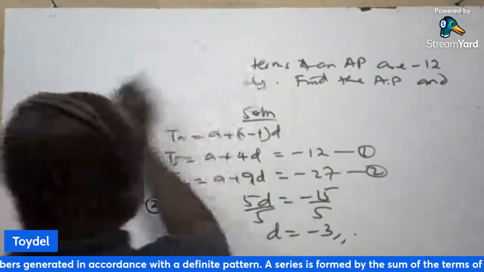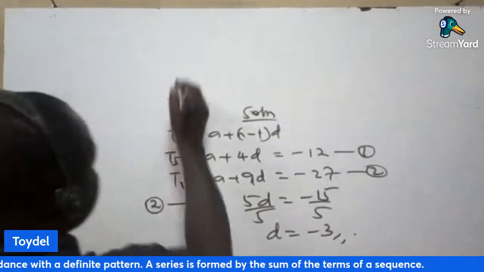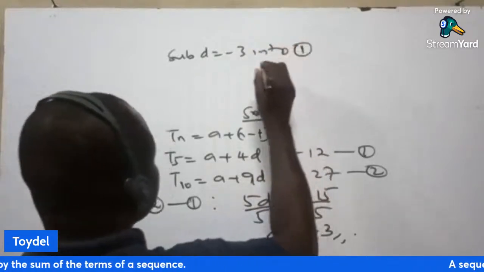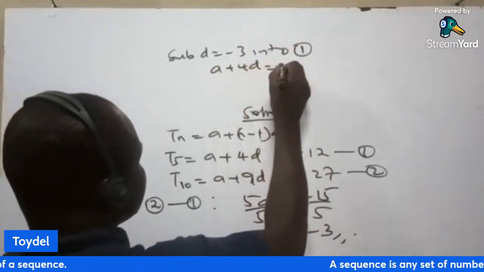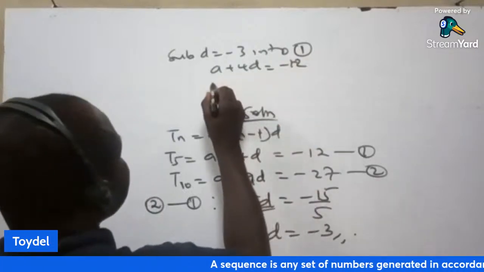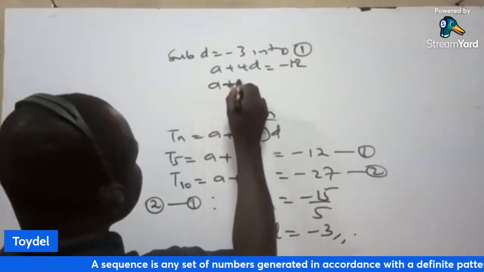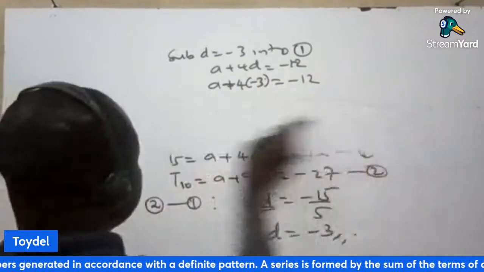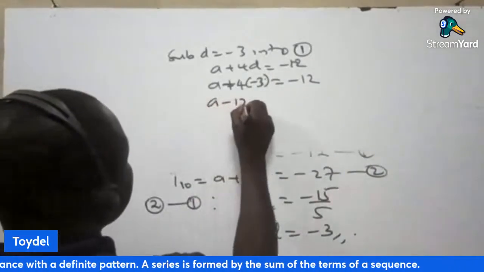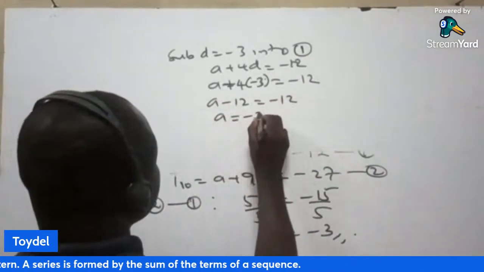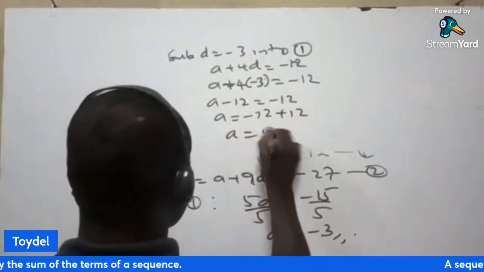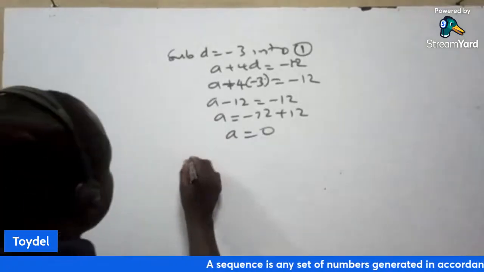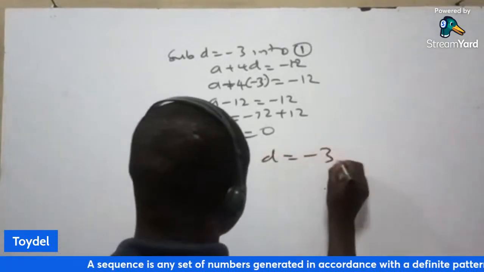And from there, I can substitute d equal to minus 3 into equation 1. Equation 1 is a plus 4d equal to minus 12. So a plus 4 into bracket minus 3 is equal to minus 12. From there now, I'm going to get a minus 12 is equal to minus 12. So a is equal to minus 12 plus 12. So a is equal to 0. So in this case now, our a is equal to 0 and d is equal to minus 3.